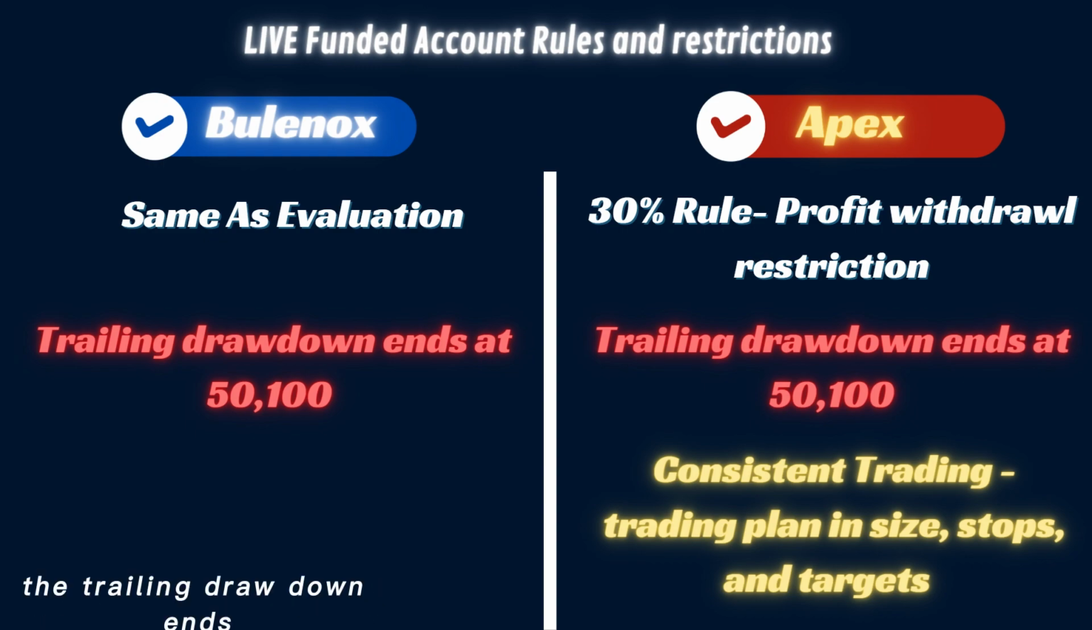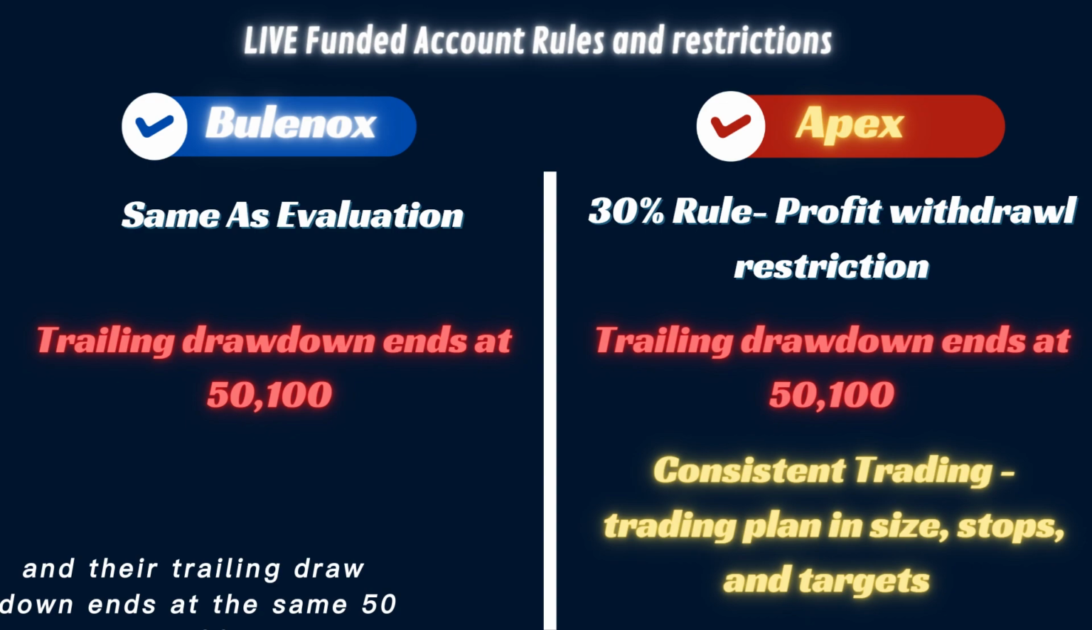Bulenox, they're pretty much the same as the evaluation. It doesn't change. The trailing drawdown ends at 50,100 for Bulenox. Apex, 30% profit withdrawal restrictions. So to withdraw profits, you cannot have more than 30% of your profits made in one single day. This rule I'm not a huge fan of. It is kind of a letdown for me after all the changes I've made for traders. But as long as you're consistent, it's not going to be that hard to not be over 30% of your profits. So I would avoid trying to take really large trades like during news, which you shouldn't be doing anyways.